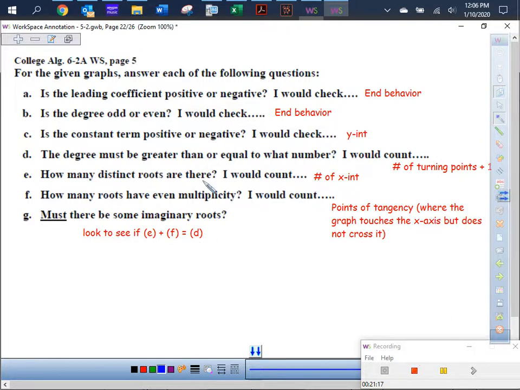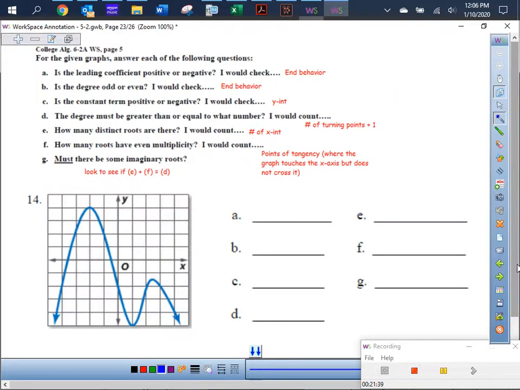That's what we're looking at. We want to see if the number of x-intercepts plus the number of points of tangency equals the degree. So pause if you need to get all this written down, and let's go do some problems here. I personally like to do part B first.